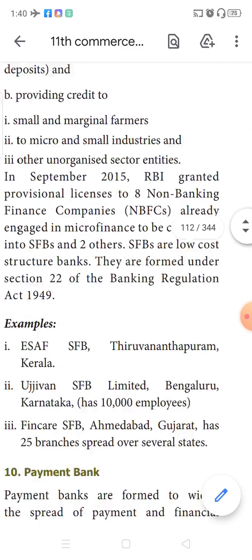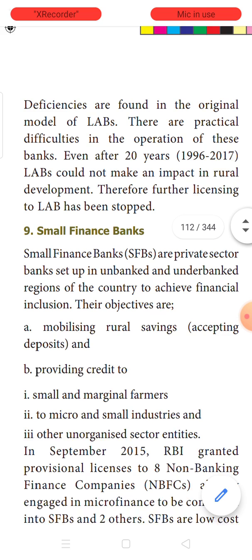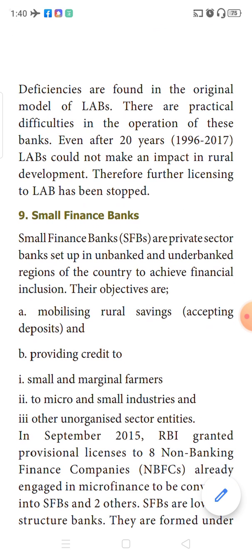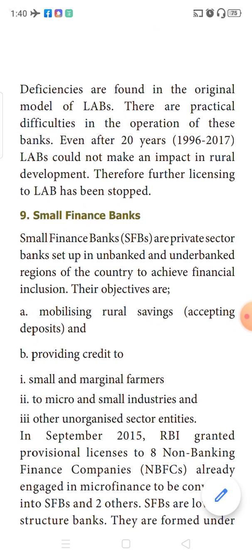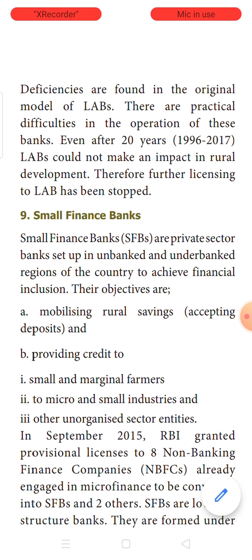See, the scope of the local area bank was not that significant. As a result, even after 20 years of functioning, from 1996 when it was established, the local area banks did not create any impact on developing the local rural areas. As a result, the government itself has stopped issuing licenses for local area banks because they did not show any improvement in developing the rural areas.